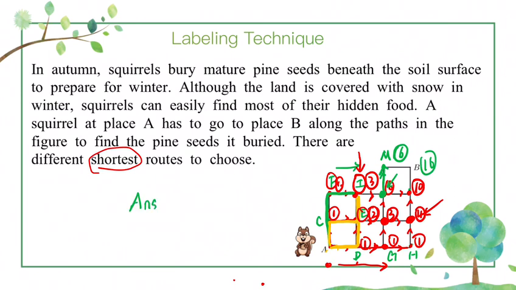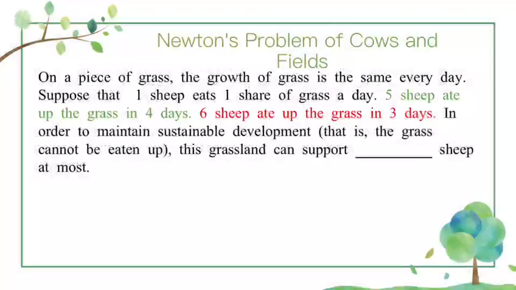So actually the answer should be 16. 16 ways, that's what. This is the labeling technique. You only need to mark the corresponding ways of each point and to find from A to B. In total, we have how many points? That's all. Oh, we have how many ways? Okay, that's all. Okay, the next question.